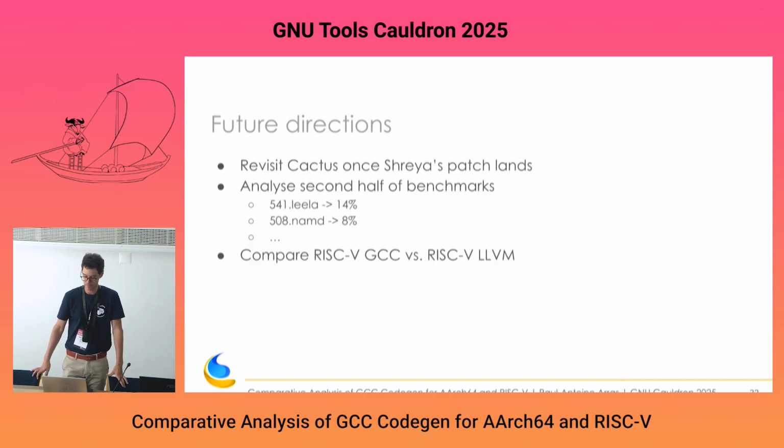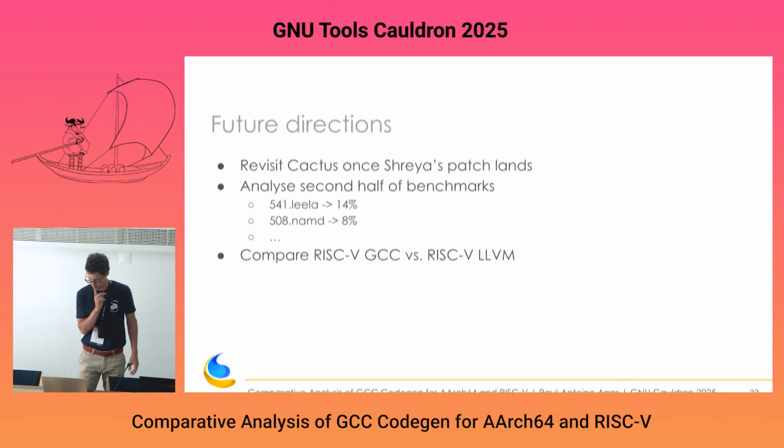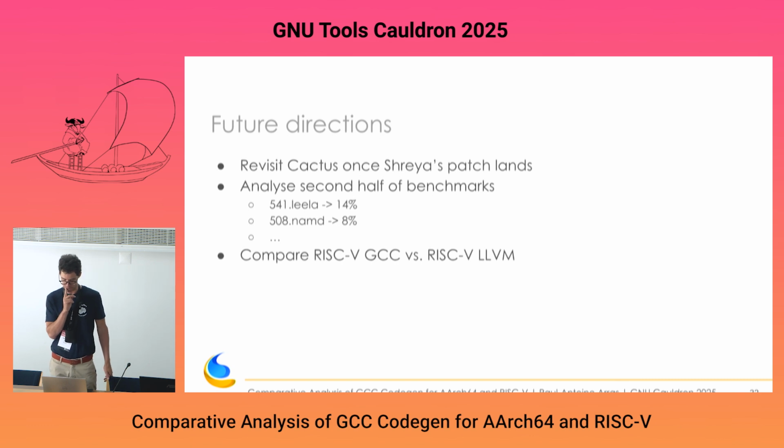comprehensive study, instead of comparing GCC RISC-V with GCC AArch64, why not compare also RISC-V with LLVM? There is an interesting project by Igalia. I forgot to put the link. I tried to add it before uploading the slides. But they do a great job, I think every night, running the SPEC benchmarks.